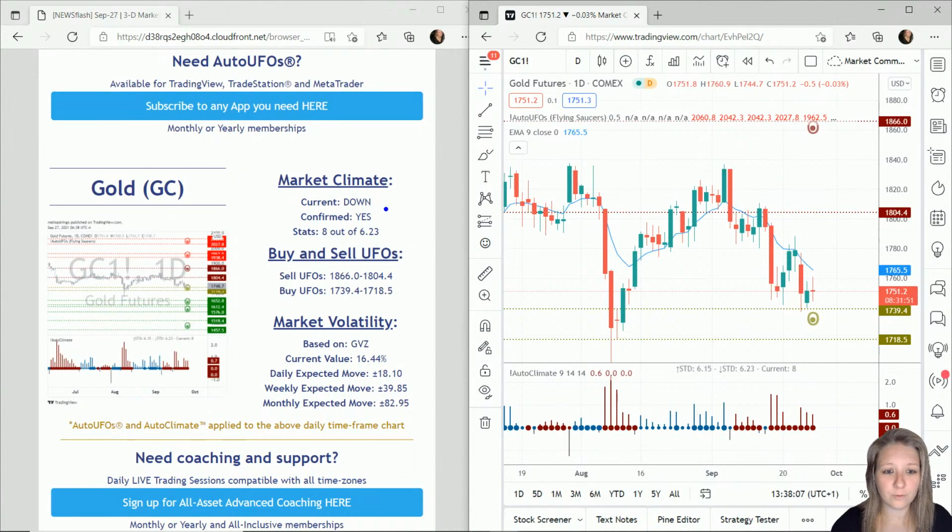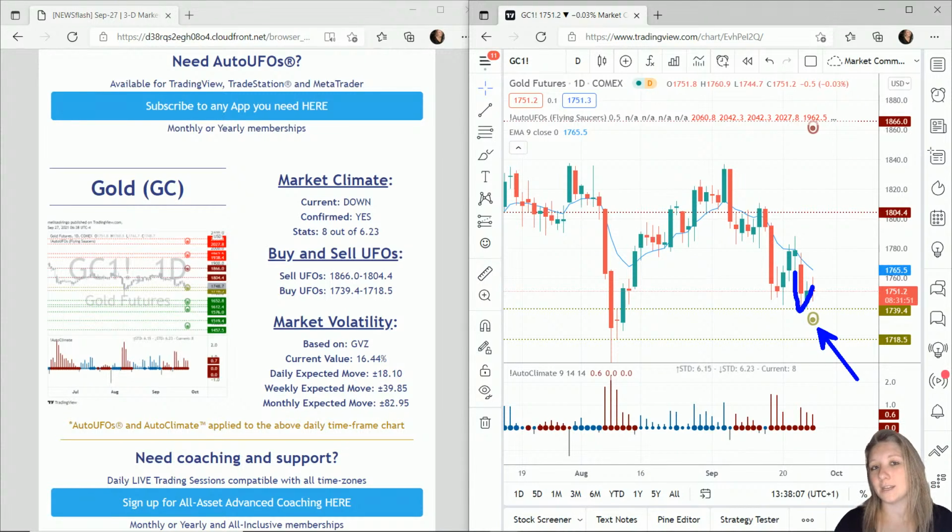Okay, so gold. Confirmed downwards climate, probability downwards, thick red dot there, probability to the downside. Now, gold would usually go down for 7 candles, I'm rounding that up, and we're on candle number 8. So we've gone just past what's usual in terms of a move to the downside. We've also, and this is something that's more likely to change the situation, we've got buy orders just beneath us, 1739.4 to 1718.5. Already worked, price came in and they've been pushed up since then.